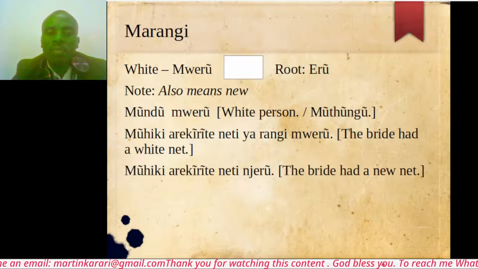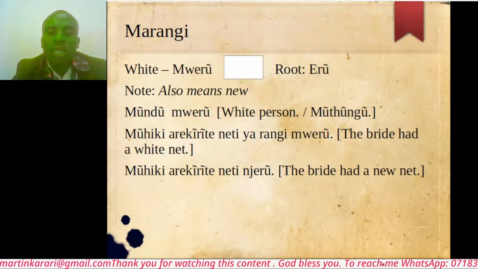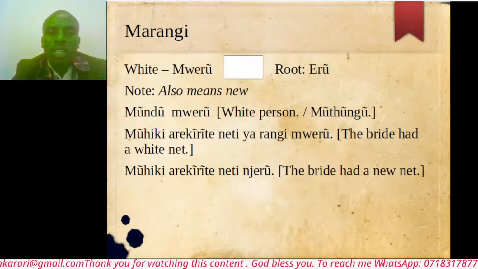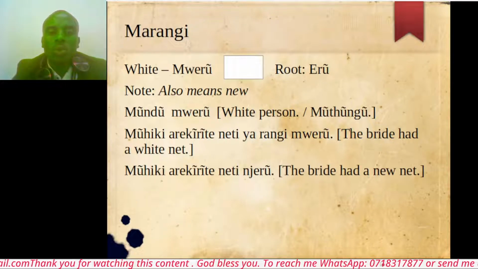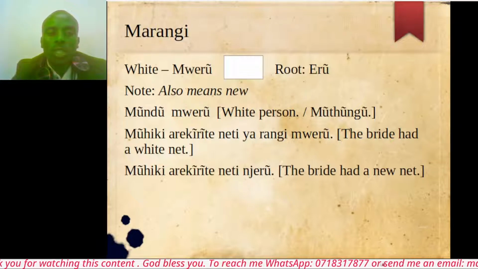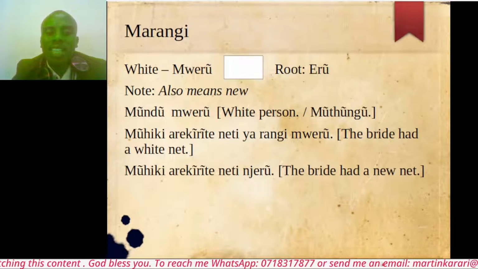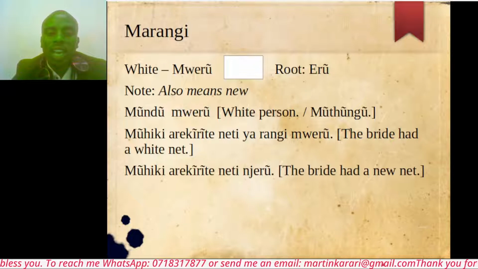You see the difference? So when you are using muero, you have to use it in the right context. But in both contexts, it either means white or new, according to how you are using it. For instance, in the first case, we are describing the bride who had a white net. But in the second one, we are talking about the status of the net, and we are saying that the net was new.